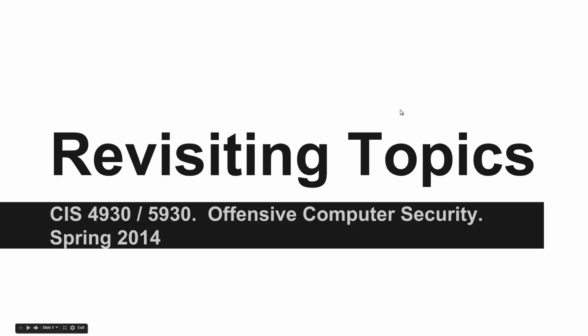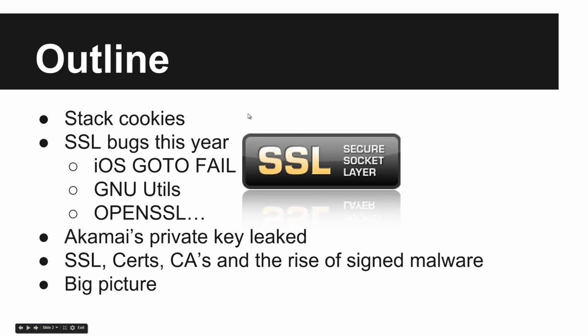Alright class, as we're wrapping up the end of this semester, we're going to revisit some old topics and make sure you guys have some understanding of important things like stack cookies and exactly how they work and exactly the techniques that are used to bypass them. And then cover things like SSL and all the bugs and what they mean for web application security, internet security, and for the internet as a whole, because the latest Heartbleed bug could not have come at a better time.